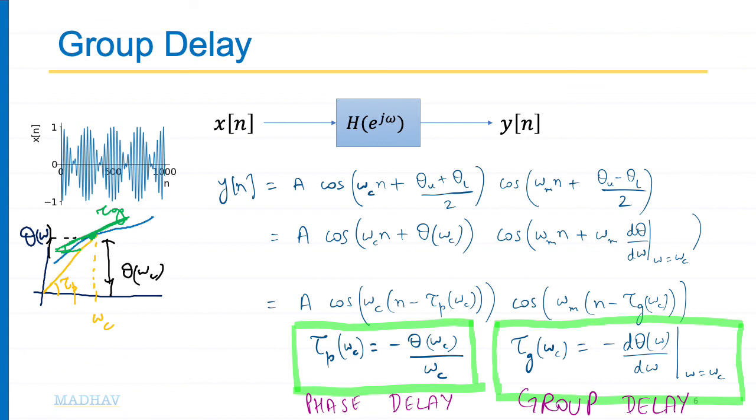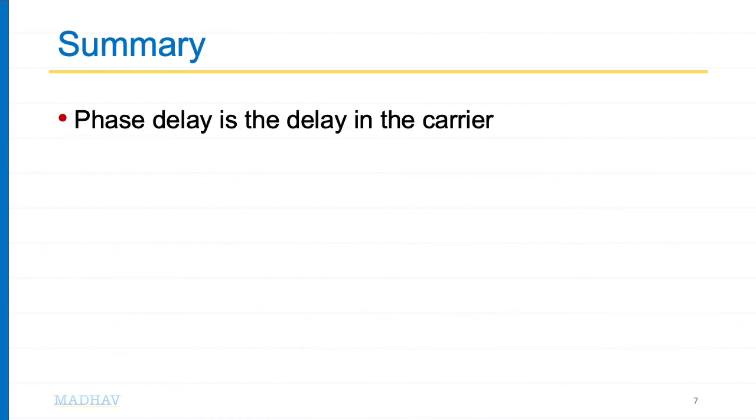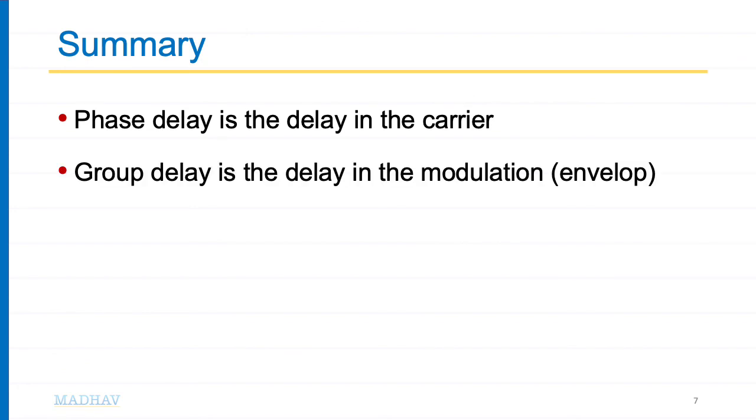So okay, let's summarize the whole thing. What we have obtained is phase delay is the delay in the carrier, right? I have a carrier frequency, how many samples my carrier frequency gets delayed by. And the group delay is the delay in the modulation or in the envelope. How many samples does my modulation get delayed by?